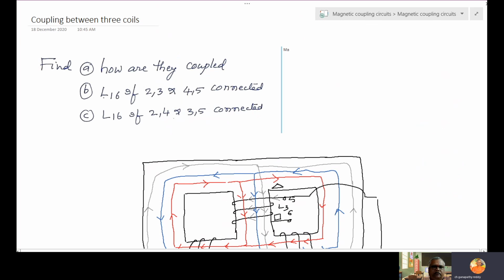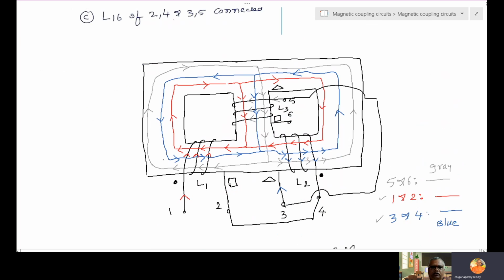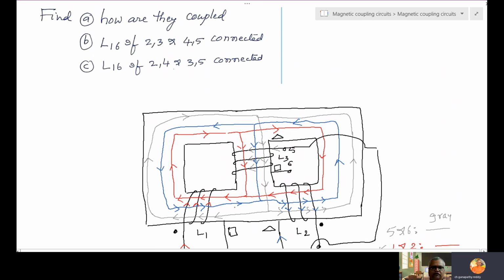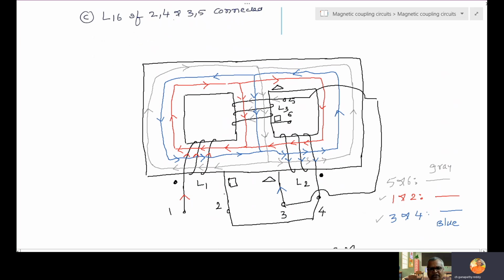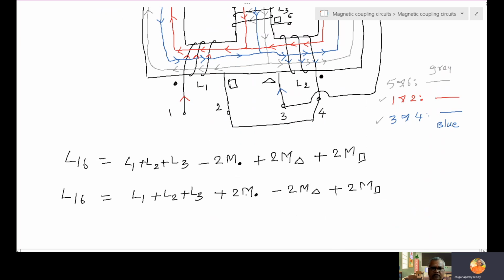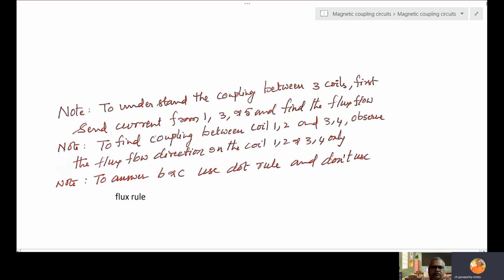When we are answering B and C, don't look at the flux directions now. Observe or apply only the dot rule on the dot, triangle and square. Don't look at the flux directions. We use flux directions to understand how the coils are coupled, and how they are coupled is indicated with the dot, triangle and square. Once they are located, don't look at flux at all. Apply only the dot sign convention. So that is the note given.